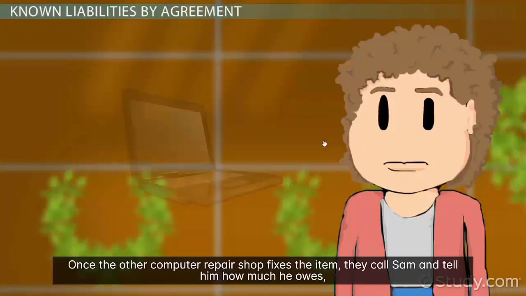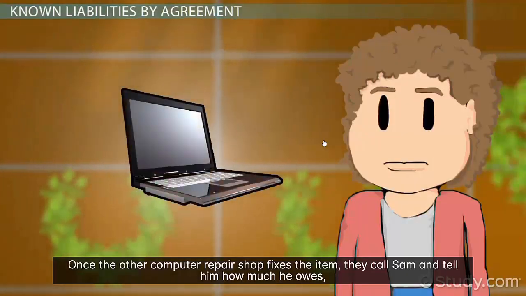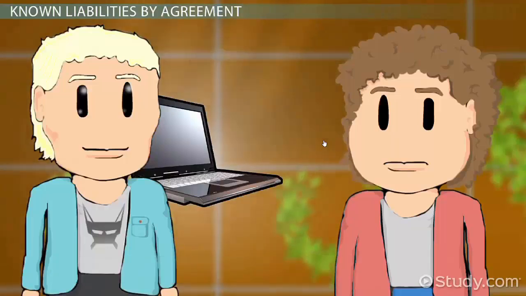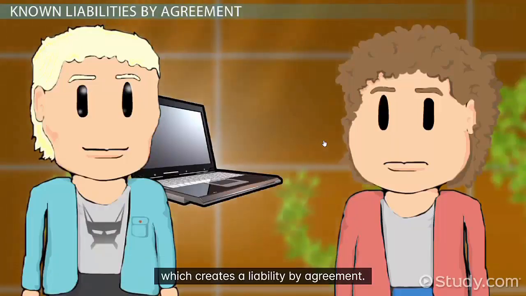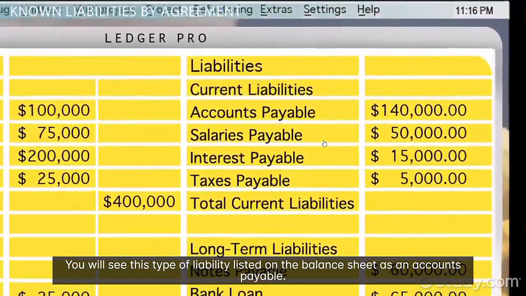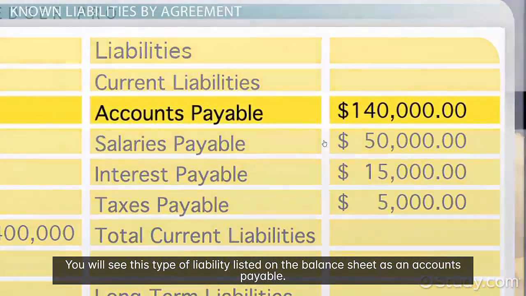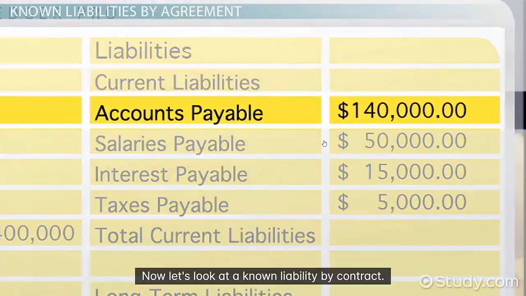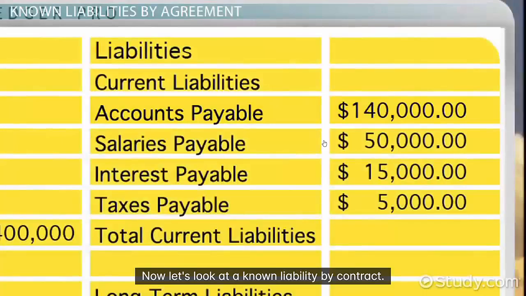Once the other computer repair shop fixes the item, they call Sam and tell him how much he owes, which creates a liability by agreement. You will see this type of liability listed on the balance sheet as an accounts payable. Now, let's look at a known liability by contract.